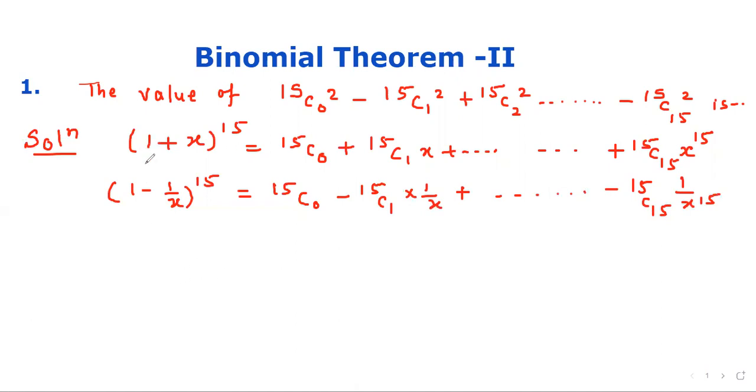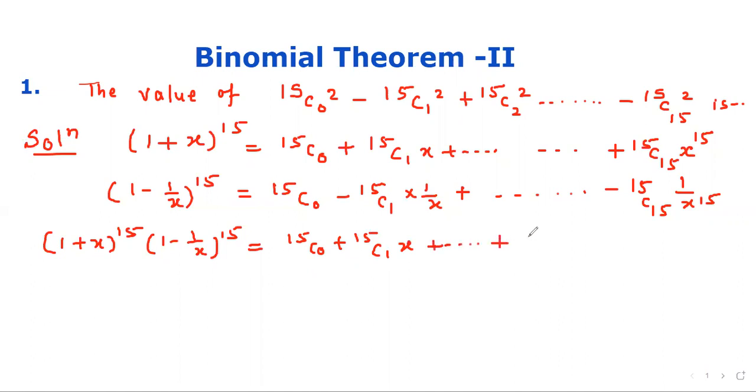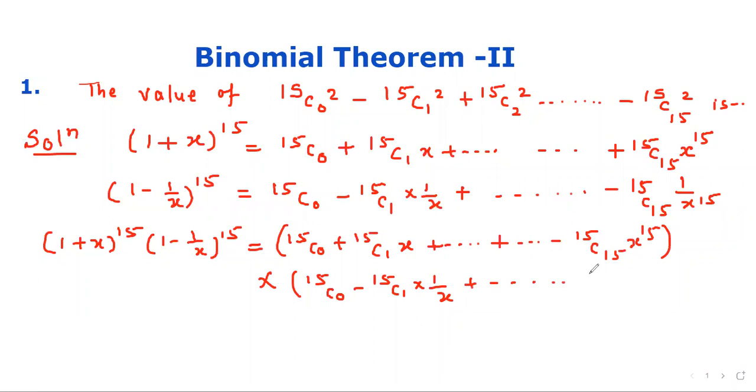Now we multiply these two expressions. So (1 plus x) power 15 times (1 minus 1 upon x) power 15 equal to 15C0 plus 15C1x plus ... plus 15C15 x power 15 multiplied by 15C0 minus 15C1 into 1 upon x plus ... Here, the first one should have been plus, and this is minus 15C15 x power 1 upon.